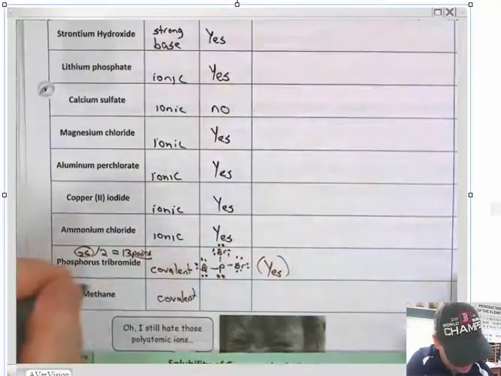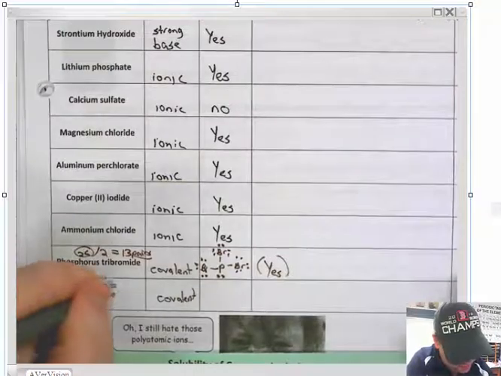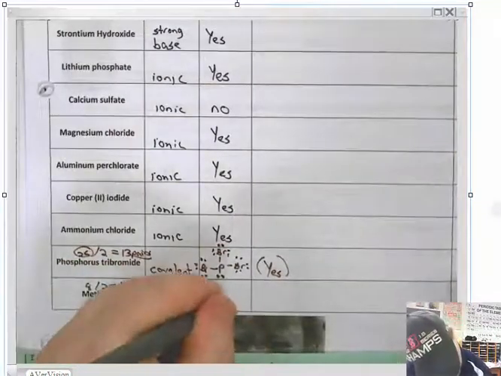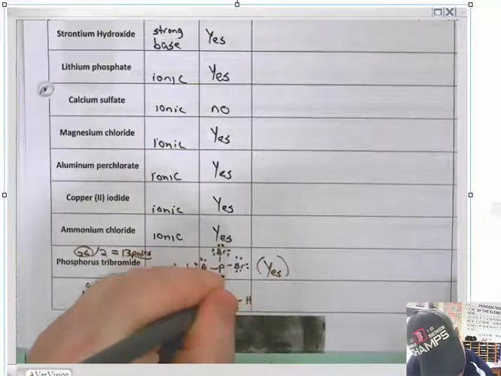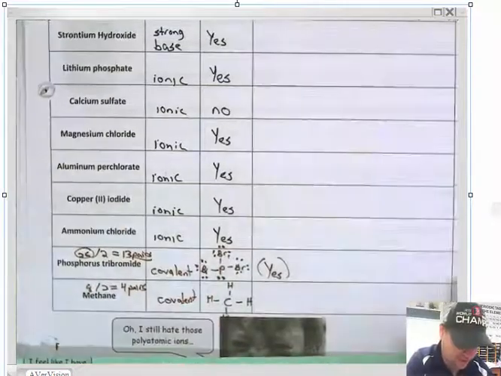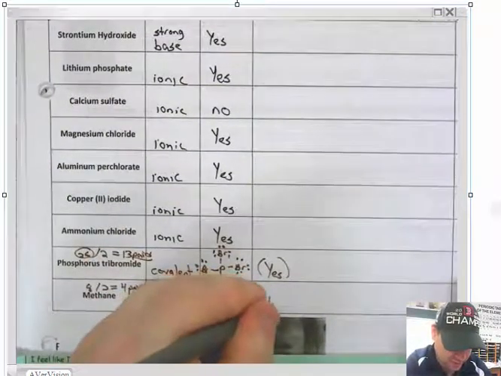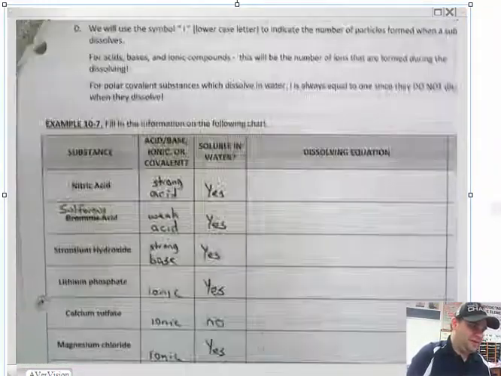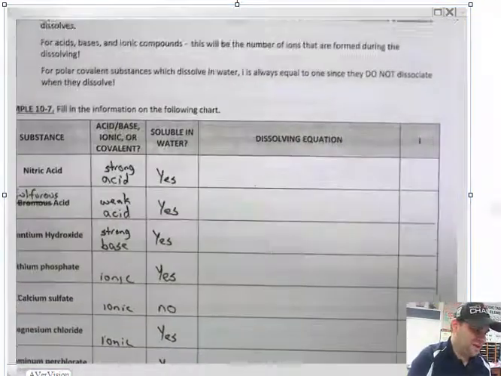Methane, this is 8 divided by 2, so I need 4 pairs. This is a C bonded to an H, bonded to an H, bonded to an H, bonded to an H. This is nonpolar, so this is not soluble, so it's no. Okay, now we get to the dissolving equations here. Back to the top here.